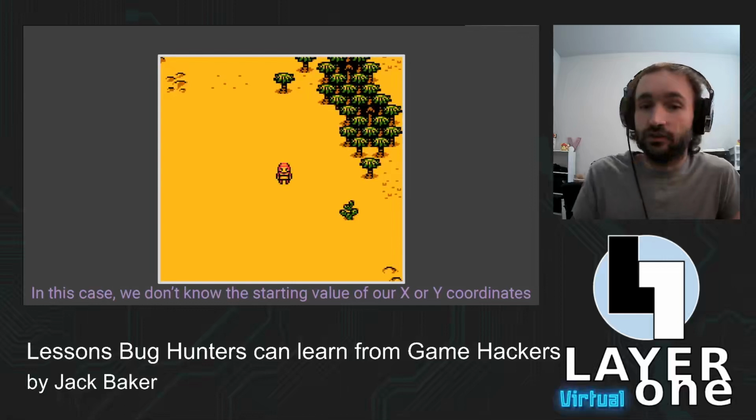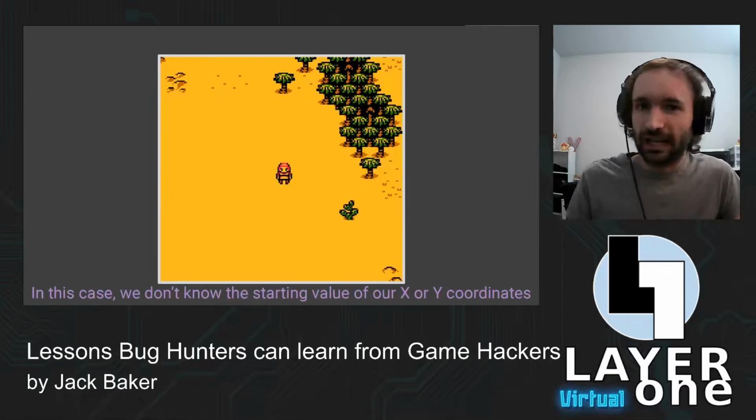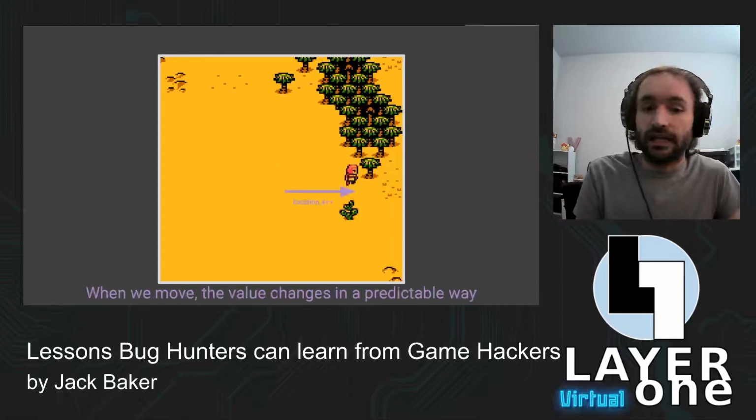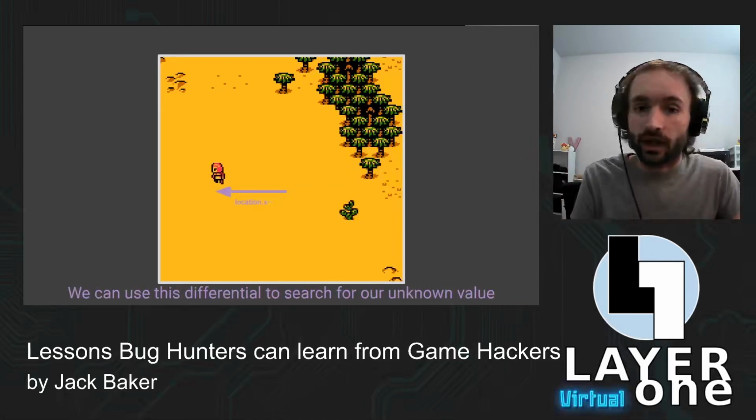So since this is a 2D game, we can be reasonably confident that our coordinates are going to be represented as an X and a Y, but we don't know exactly how they're represented. They could be a float, they could be an integer, they could be something else. We don't really know. But we do know that we can affect this value. So we can be reasonably confident that if we move to the right, our X coordinate's probably going to go up. If we move to the left, it's probably going to go down.